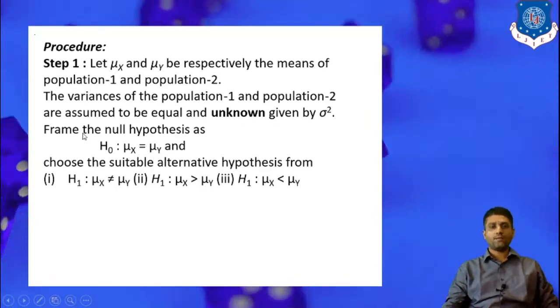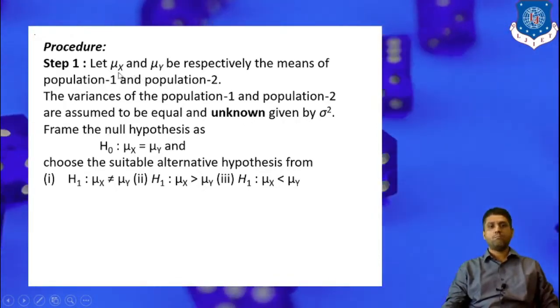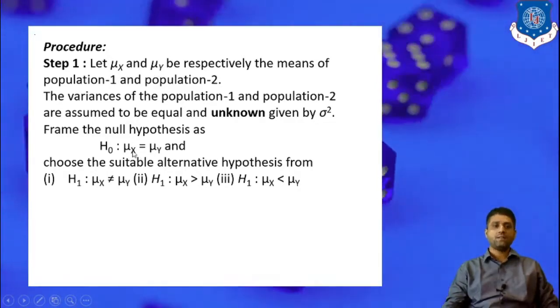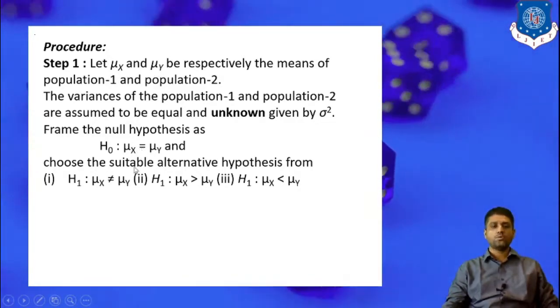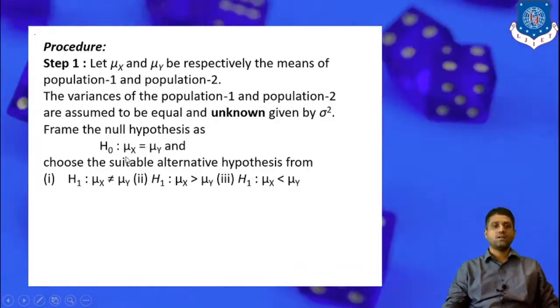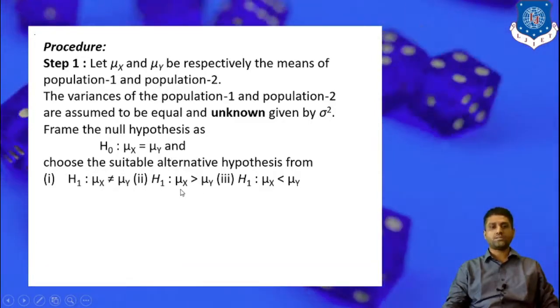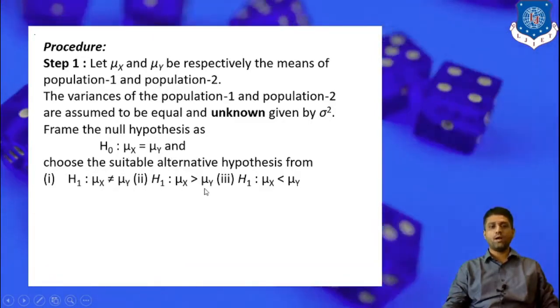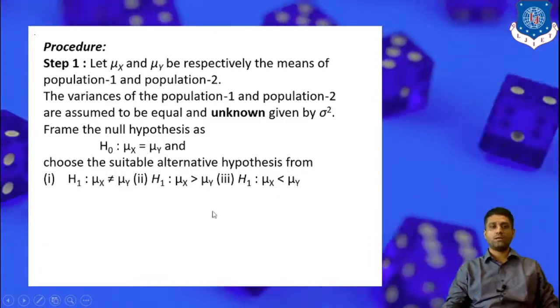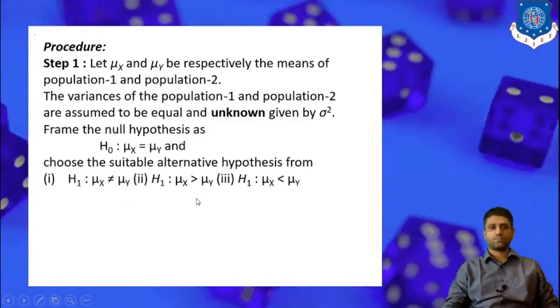So we develop the null hypothesis that the means of both populations are the same. Against this we develop the alternative hypothesis, that is, these two means are not equal. Either mu x is greater than mu y, so ultimately again they are not equal, or in the last case mu x is less than mu y. So step 1 is almost the same.